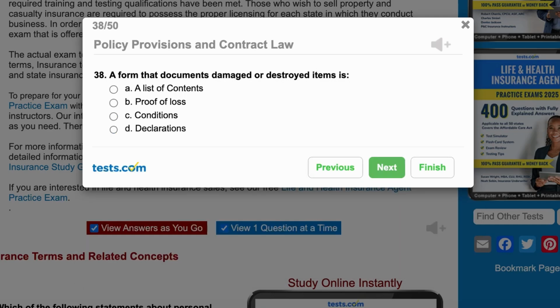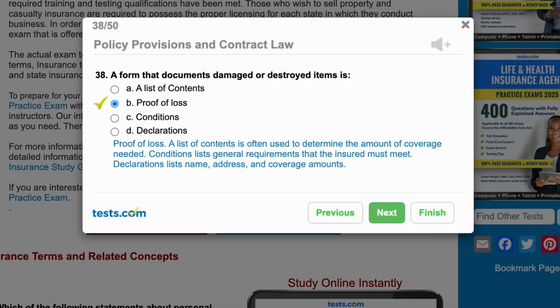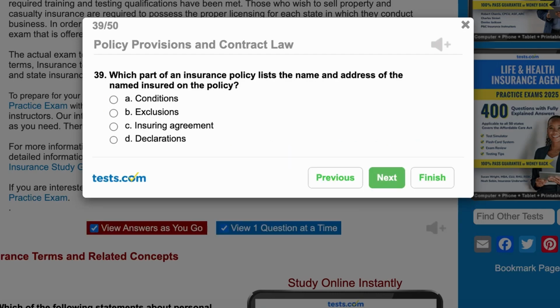Question 38. A form that documents damaged or destroyed items is A. A list of contents, B. Proof of loss, C. Conditions, D. Declarations. B. Proof of loss. A list of contents is often used to determine the amount of coverage needed. Conditions lists general requirements that the insured must meet. Declarations lists name, address, and coverage amounts.